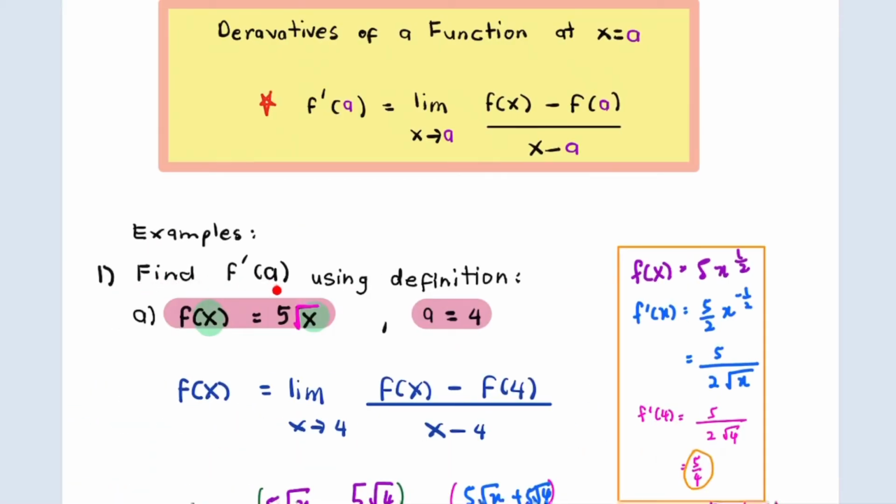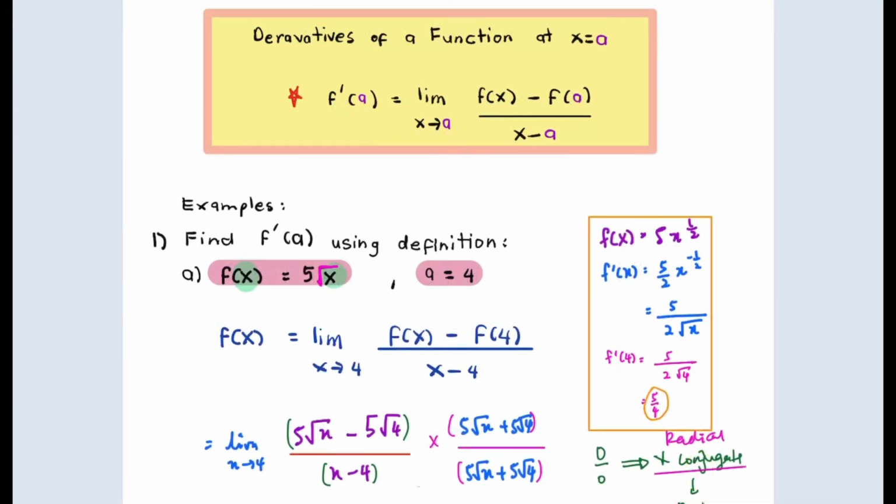Now let's see example 1. Find f prime a using the definition. So the question is f(x) equal to 5 sec x, for a equal to 4. If you have a straightforward point like this, let's just use this version of the formula. Now let's see, limit of x approaching 4. The formula will be f(x) minus f(4) over x minus 4. So let's rewrite the limit of x approaching 4: f(x), you just cut and paste, minus f(4). Let's substitute x here as 4. So this is 5 sec 4 over x minus 4. Just rewrite this.